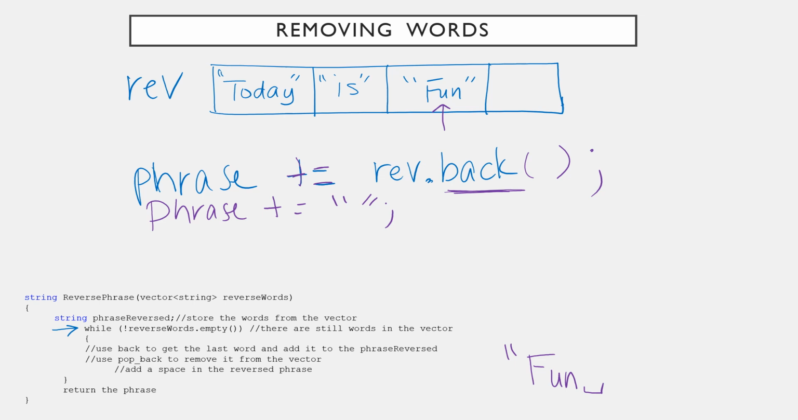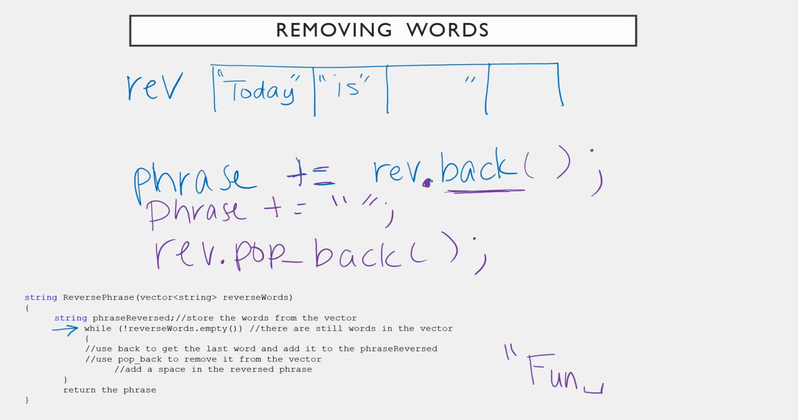Then I'm going to say phrase plus equals space, because I want to put a space here. Then the next thing I need to do is remove that word from my vector. So I just say reverse dot pop back. So don't confuse back with pop back. Back is actually a string. It's going to give you the string. Pop back is going to remove it.